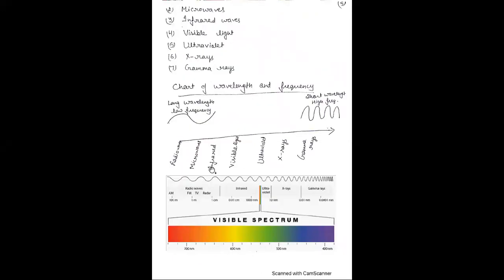Next is infrared waves. There are three regions: near infrared, far infrared, and very far infrared. Infrared waves exist between microwaves and visible light. Here, infrared is between microwave and visible light.